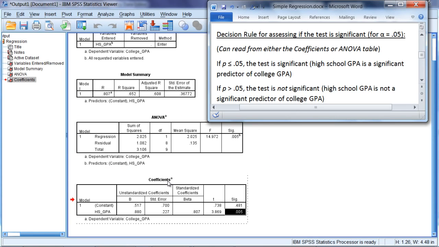Well, whether we look at the ANOVA table or the coefficients table, we can see that the p-value is equal to 0.005. When we compare that to our two conditions here, we can see that that falls in our first condition, 0.005 is less than or equal to 0.05. So that indicates that the test is significant, meaning that high school GPA is a significant predictor of college GPA.